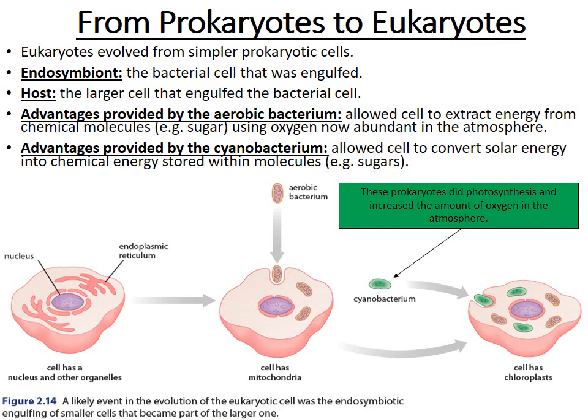So just to clarify some terminology, again, eukaryotes evolved from simpler prokaryotes. The bacterial cell that was engulfed is called the endosymbiont. The host is our ancestral host cell, the larger eukaryotic cell that engulfed it. So the advantage provided by engulfing the aerobic bacterium is that we could actually use oxygen now to extract energy from chemical molecules like sugar, and oxygen is now abundant in the atmosphere. So now that there's oxygen to use, it's probably an advantage to have an aerobic bacterium living inside of you.